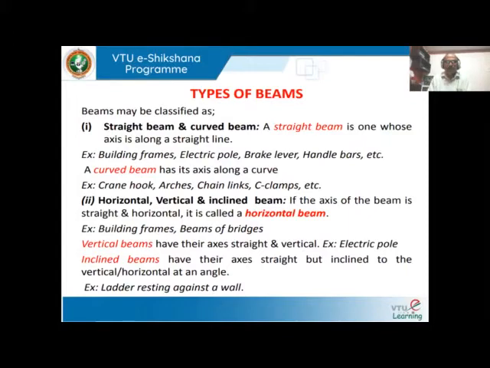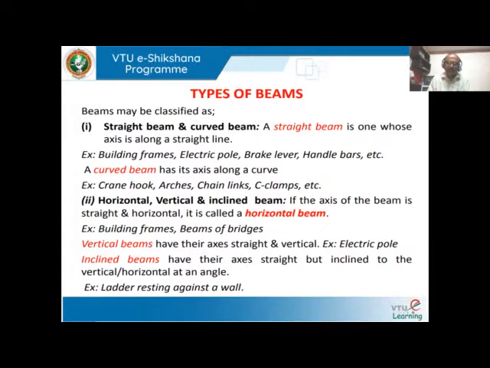Then what are the types of beams? Beams are classified mainly as straight beams and curved beams. In a straight beam, the axis of the beam will be along a straight line. There are many examples, some of them being building frames, electric poles, brake levers, handlebars, etc.